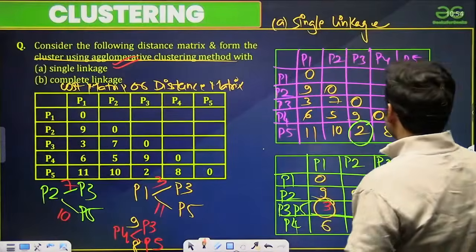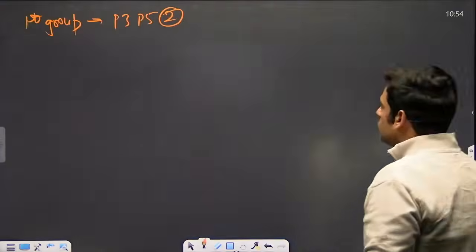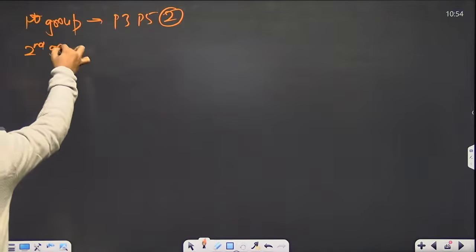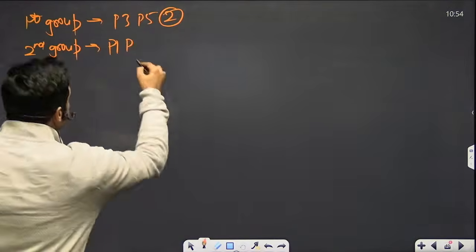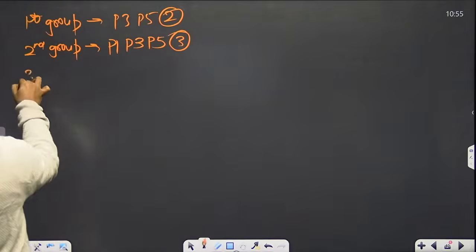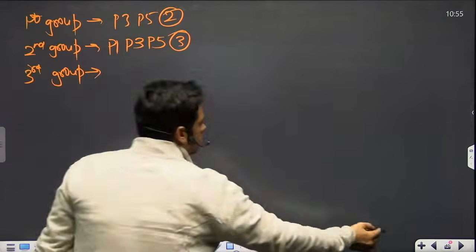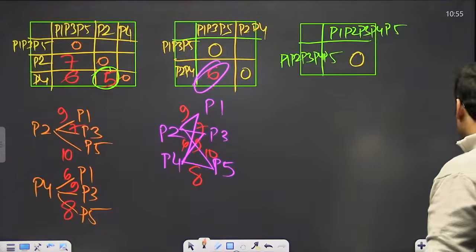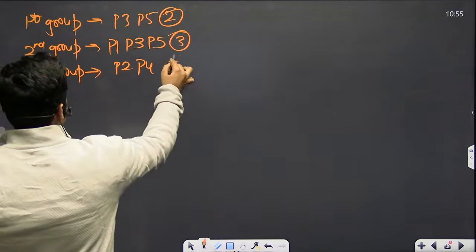Then the second grouping was made between P1 and the group P3, P5, at a cost of 3. Then the third group was made between P2 and P4 at a cost of 5.